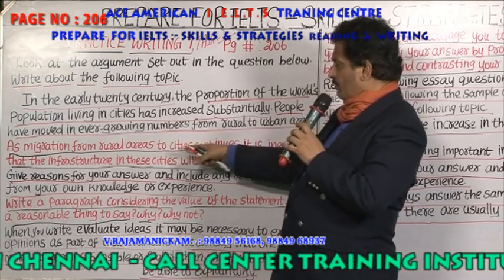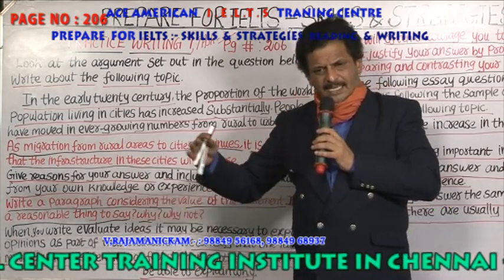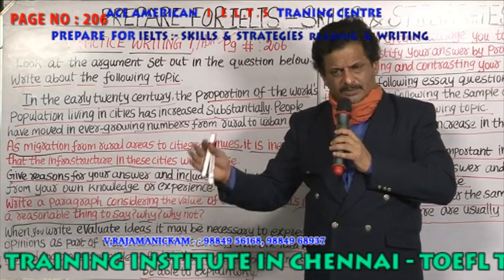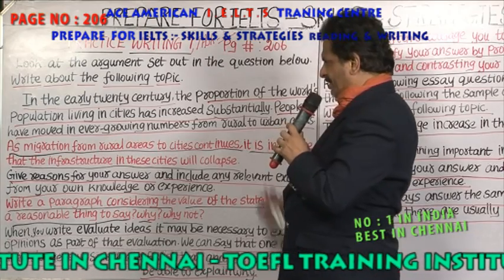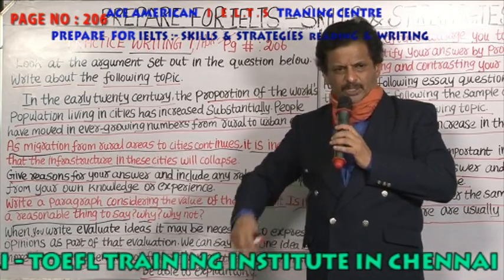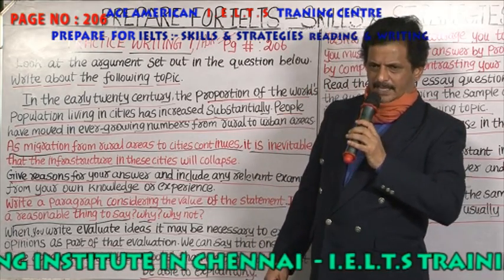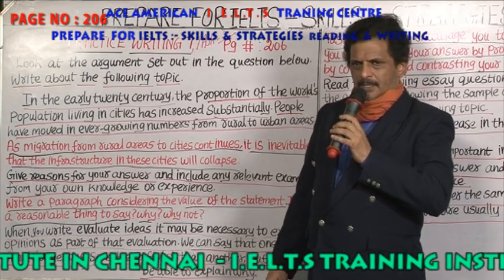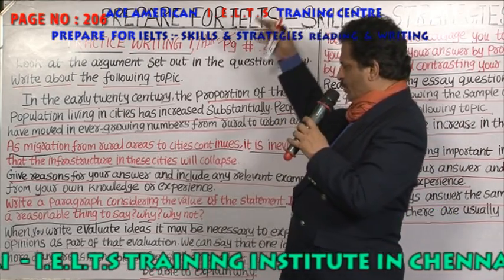As migration from rural areas to cities continues, it is inevitable that the infrastructure in these cities will collapse.